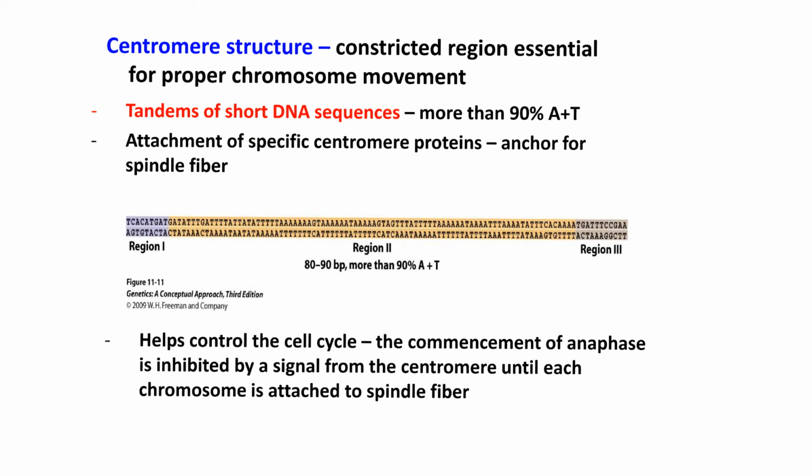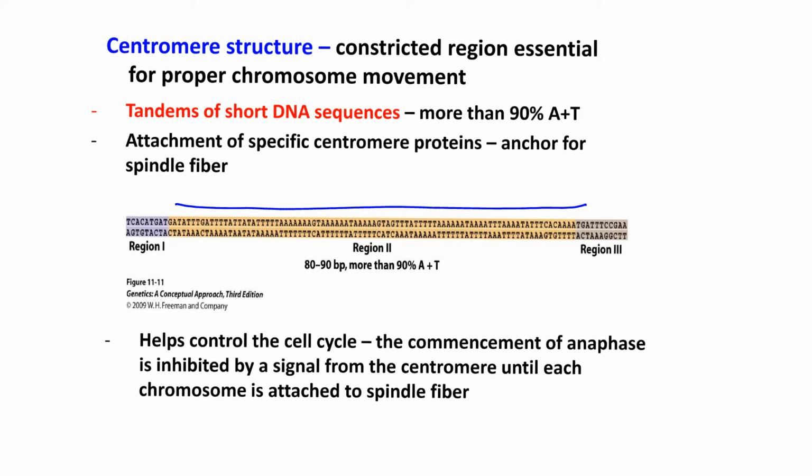So recall, the centromere is that constricted region of the chromosome. It consists of tandem repeats of short DNA sequences of adenine and thymine. Actually, adenine and thymine form 90% of the centromere. Here is the sequence outline. Most centromeres are made of heterochromatin and they do not carry any functional genes.